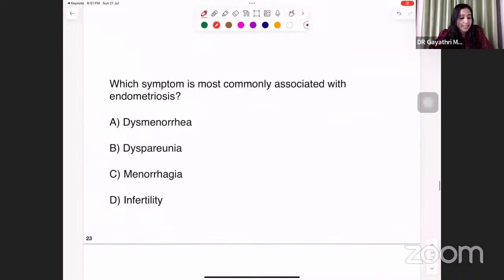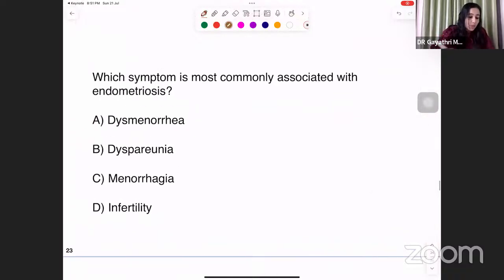Yes, urethrovaginal fistula. Which symptom is most commonly associated with endometriosis? Pain is the most common symptom, and among the pain, the most common is dysmenorrhea. She has all types of pain, including dysmenorrhea, dyspareunia, chronic pelvic pain. The dysmenorrhea can be progressive. Patients have something known as triple dysmenorrhea, that is pain before periods, during the periods, and even after the menstruation.